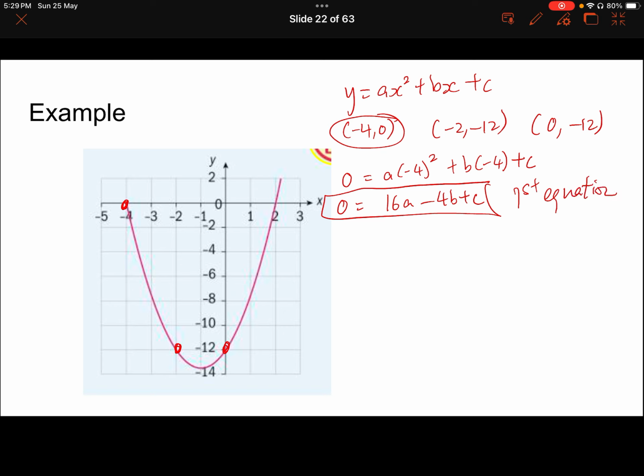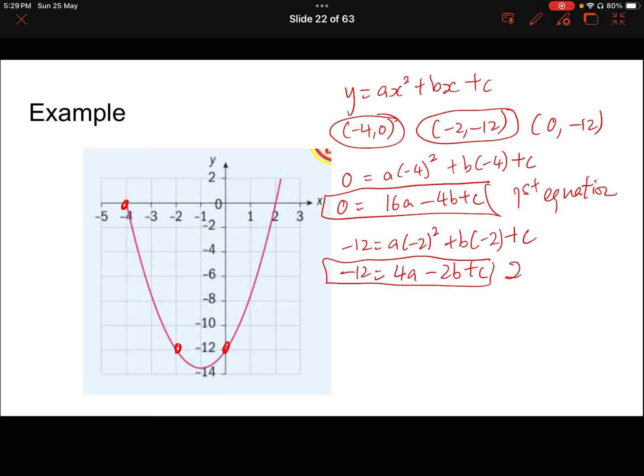Now you will do the same thing again for this point, which is -12 equal to a(-2) squared plus b(-2) plus c. It's a lot of work. To be honest, I don't really encourage this way, but I just want to show you that this way actually works as well. So this is your second equation, because this could potentially lead to some problems as well. And of course, if we have this number here, you're going to get -12 equal to a(0) squared plus b(0) plus c. So you're going to end up getting something like this, which is c to be -12.